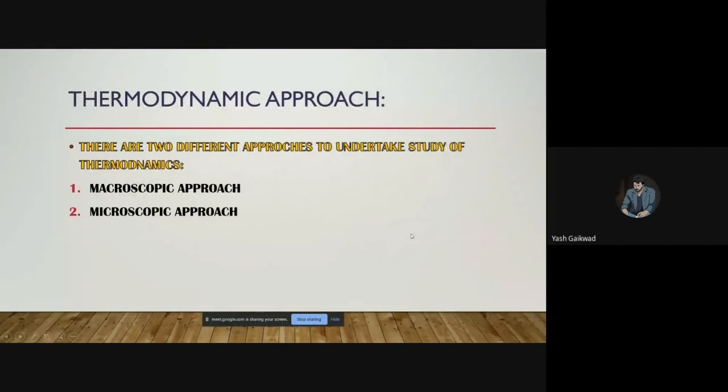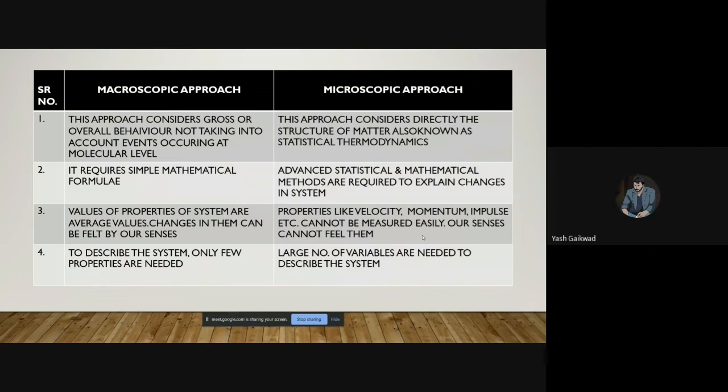Hello everyone, myself Yash. I am here to speak about the thermodynamic approach we consider while studying the subject. There are two different approaches to undertake the study of thermodynamics. First is the macroscopic and the second one is the microscopic approach. Here is a table showing the basic differences between these two approaches.